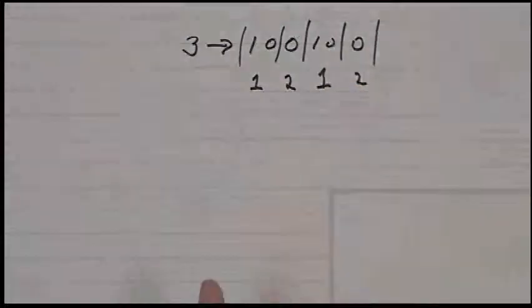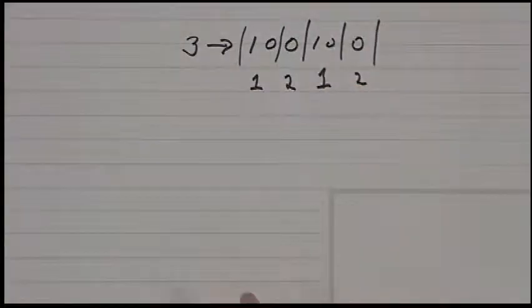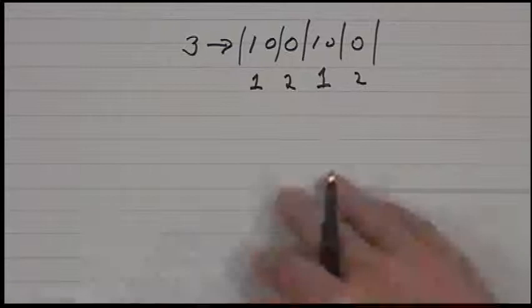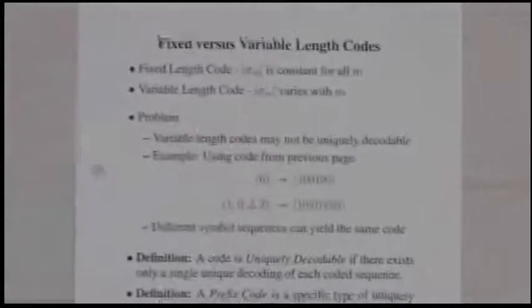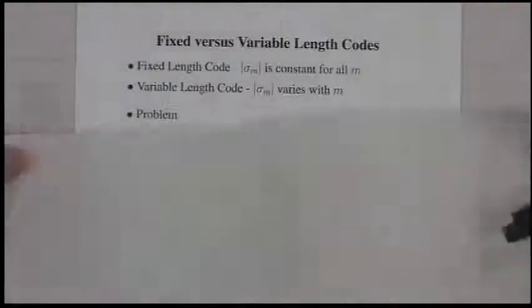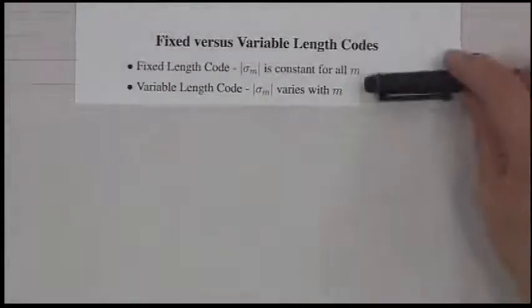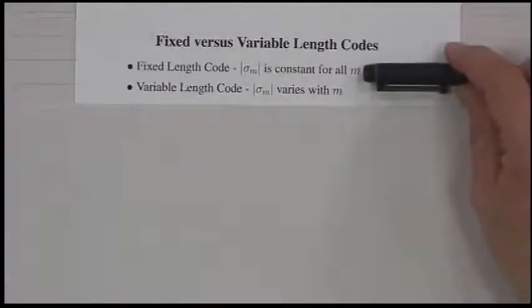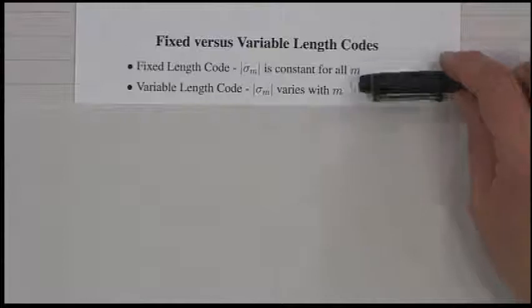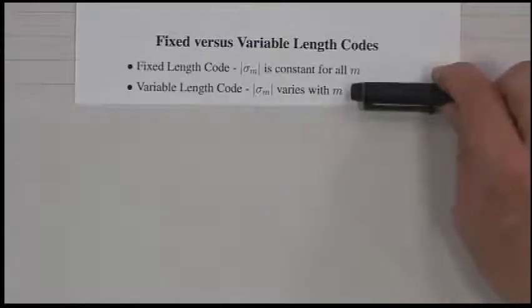So how can I tell those apart? How can I disambiguate between those two cases? The answer is that there's a problem, and to fix it, you need to make some constraints on your code. Let me define some terminology. We say that it's a fixed length code if all the symbol sequences are the same length. It's a variable length code if they vary with the symbol, okay?